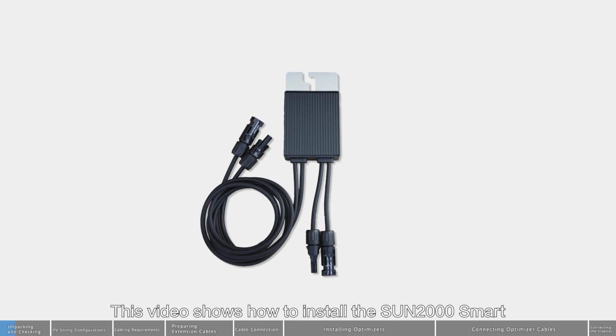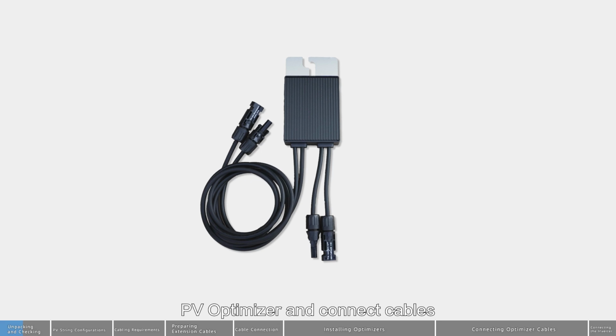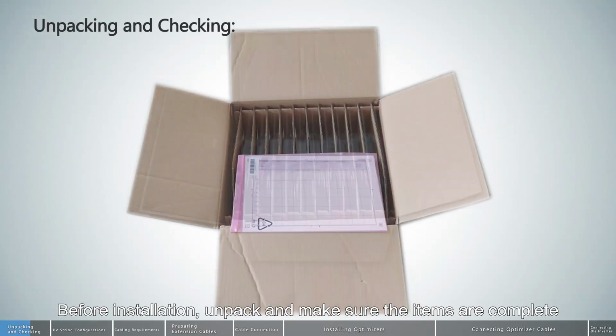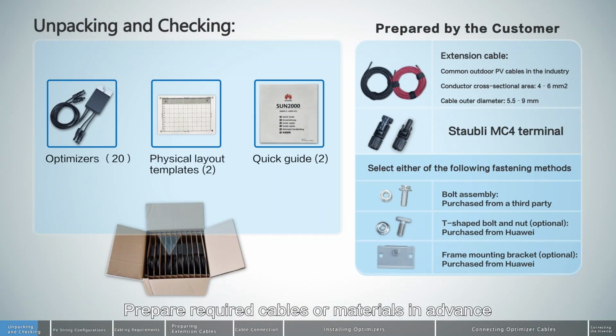This video shows how to install the SUN2000 Smart PV Optimizer and connect cables. Before installation, unpack and make sure the items are complete. Prepare required cables or materials in advance.